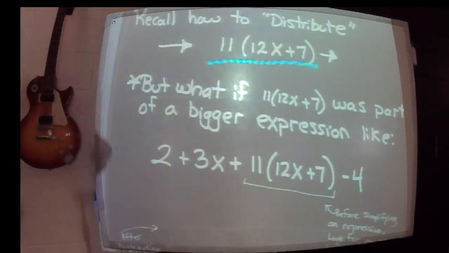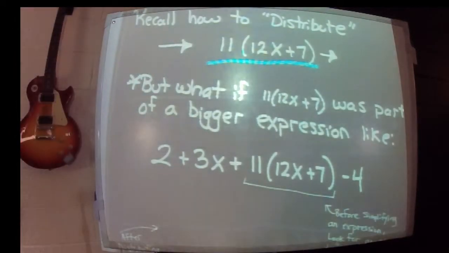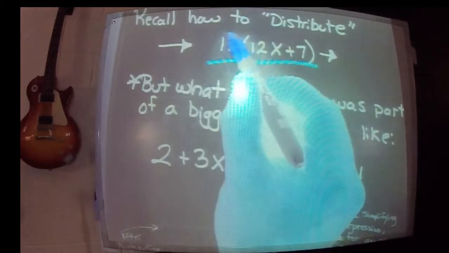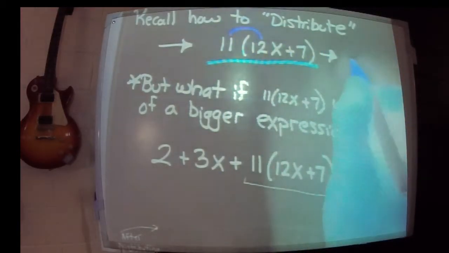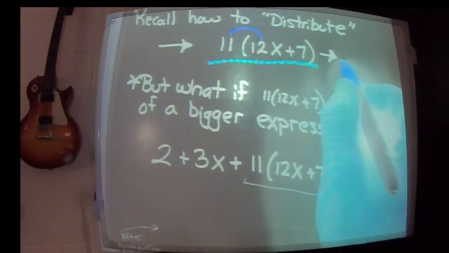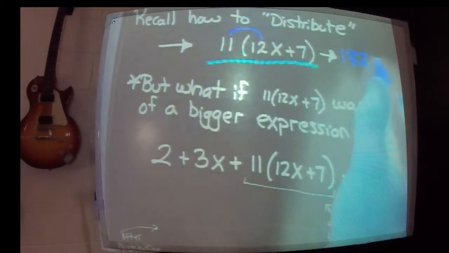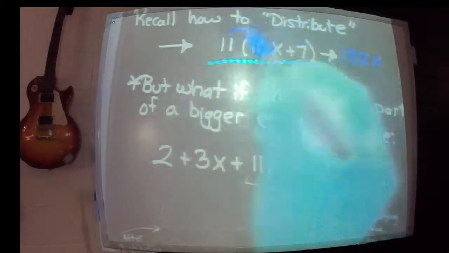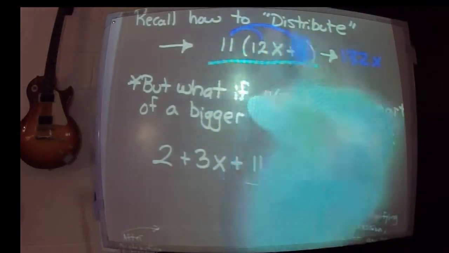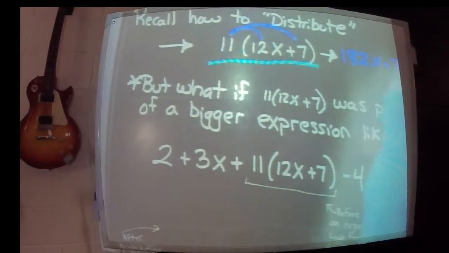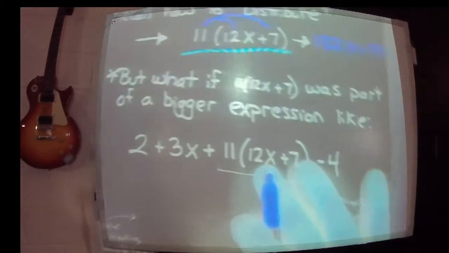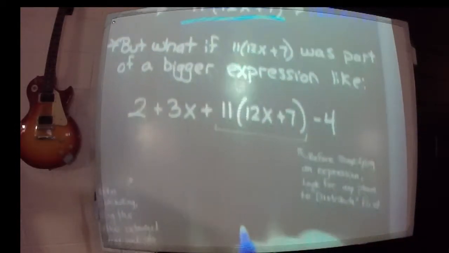All right, so what would we do if we were going to distribute that? Multiply by the numbers inside. You take 11 times 12. What's 11 times 12? 132. And then put an x next to it. And then 11 times what? 77. There you go. That's distributing. So 132x plus 77.